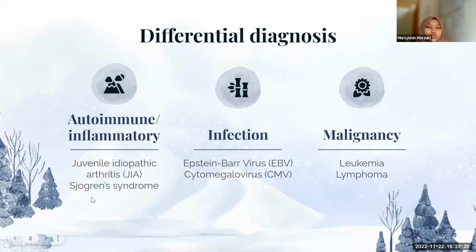And another one is Sjogren's syndrome. In children, it mainly comes with unexplainable rash and fatigue or lethargy, but Sjogren's syndrome in adults mainly comes with dry eye or dry mouth. Other differential diagnoses include infection, like Epstein-Barr virus or cytomegalovirus, and for the malignancy, leukemia or lymphoma.